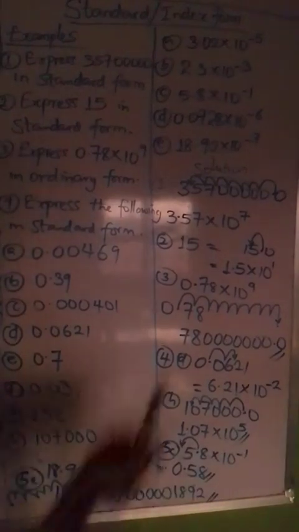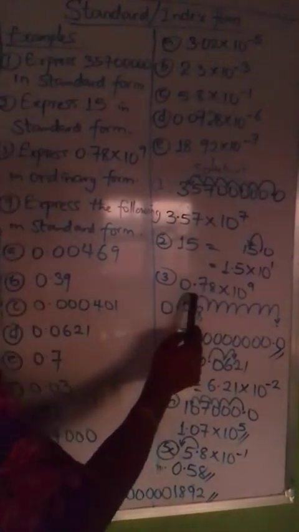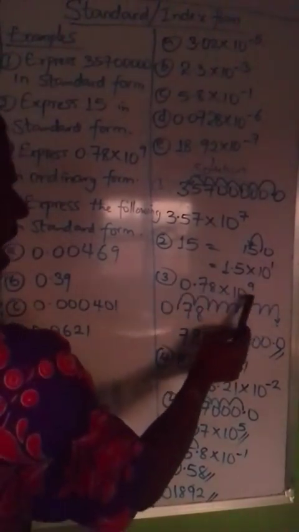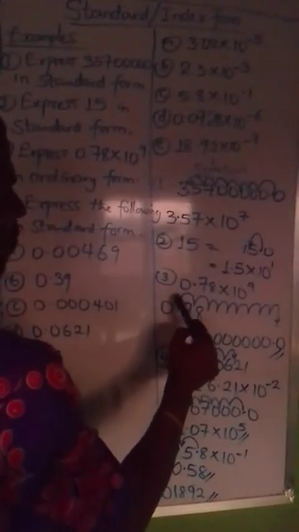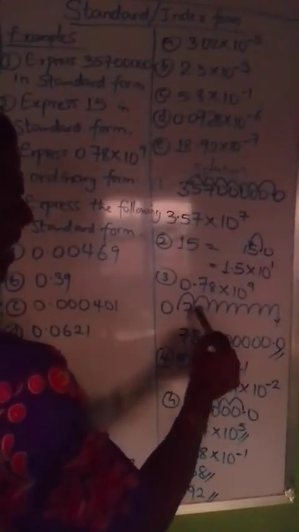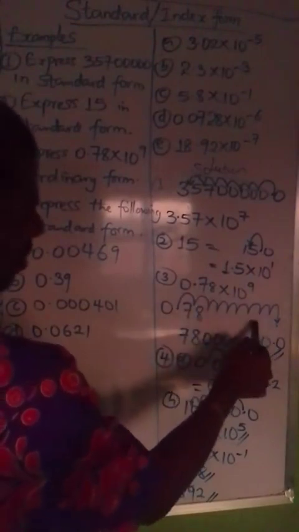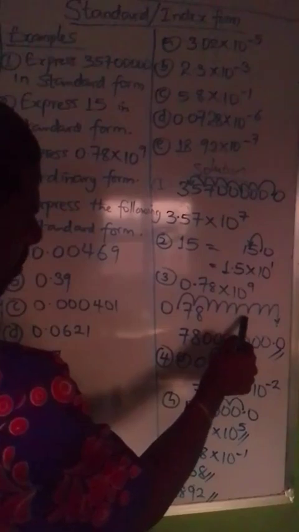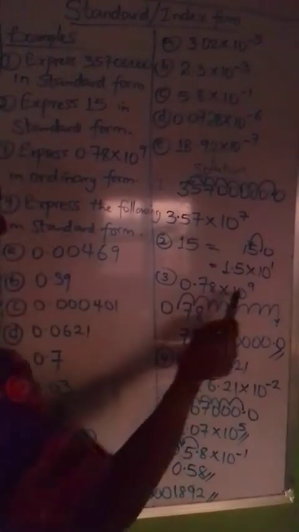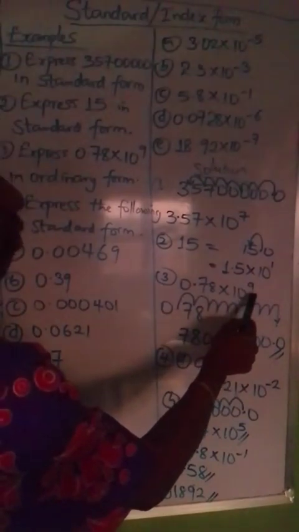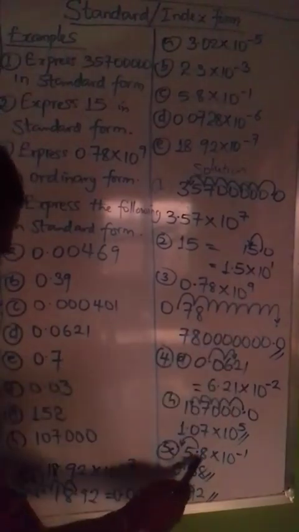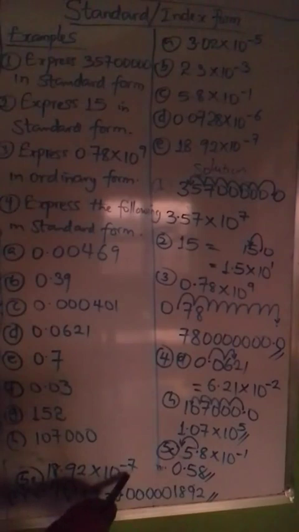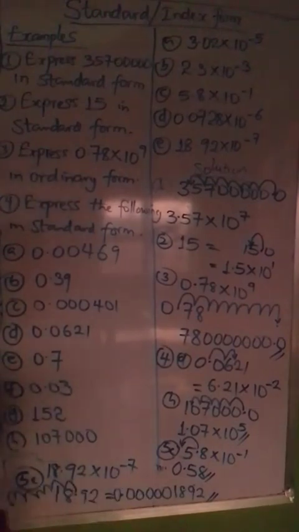I take that again. When the question is in index form and my index number is positive, I am moving backward towards the decimal number. But when the index number is negative, for example like this, I'm moving forward, as you can see here.